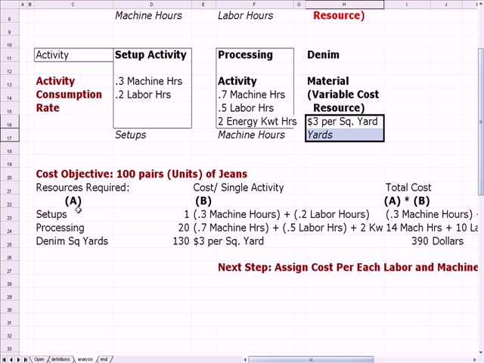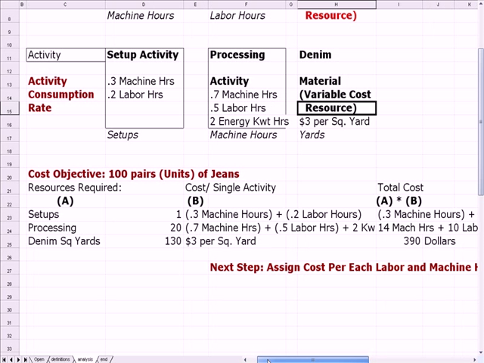Okay, we're going to assume that we find out we need 1 setup for 100 pair of jeans, that we need 20 of the processing machine hours for the 100 pairs of jeans, and that this math is easy. We need 130 square yards of material.